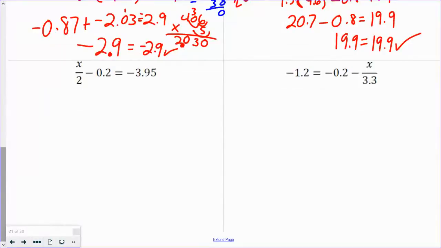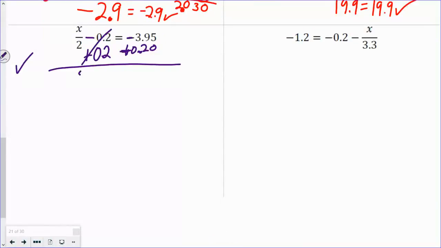Right? X divided by 2 minus 2 tenths equals a negative 3 and 95 hundredths. Steps stay the same. We always get rid of the addition or subtraction first. I see subtraction. What's the opposite of subtraction? Addition. Doesn't matter what side of the equal sign it's on. If it's on the same side as the variable, we want to eliminate.